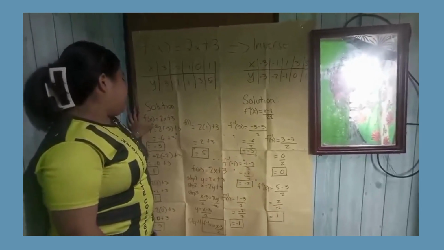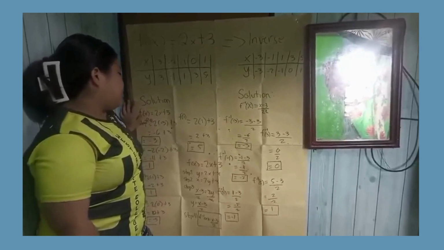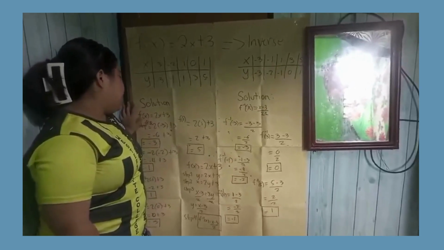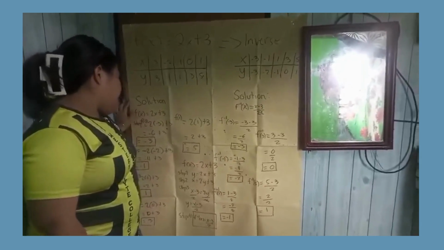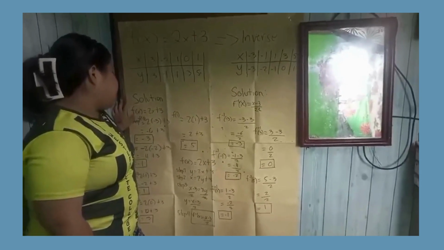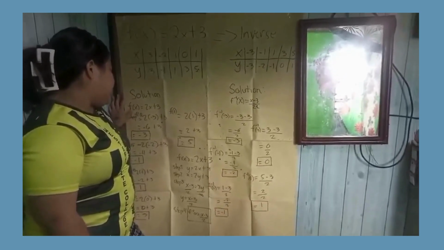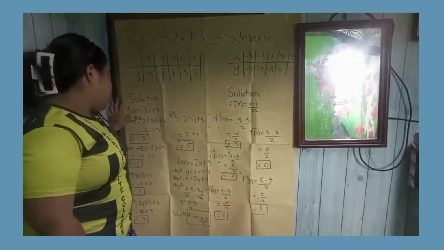f of negative 3 is equal to 2 times negative 3 plus 3, which is negative 6 plus 3, equals negative 3. f of negative 2 is equal to 2 times negative 2 plus 3, which is negative 4 plus 3, equal to negative 1.